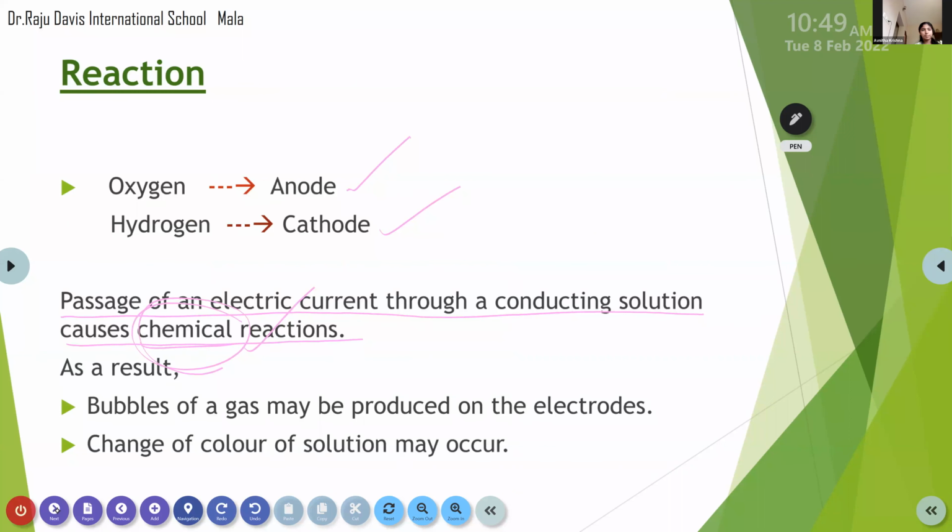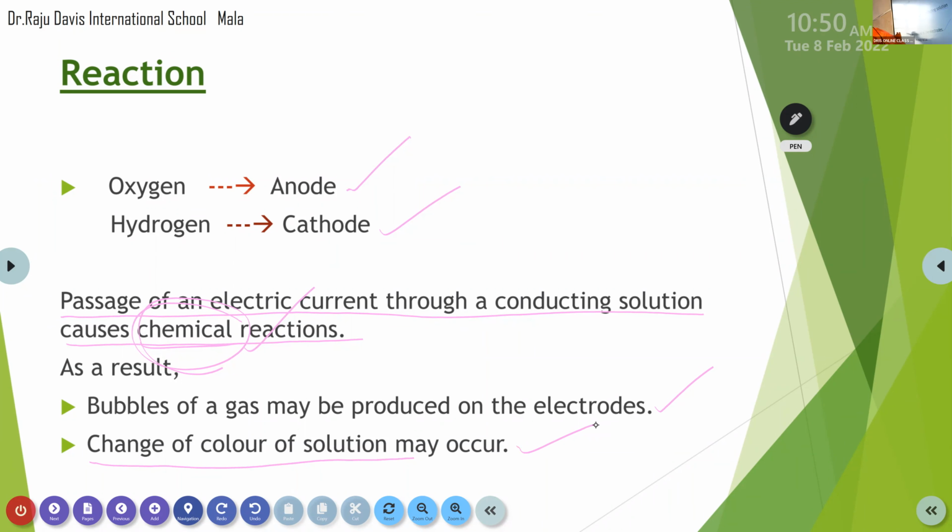Is it clear? Yes, ma'am. So what can we observe? Chemical reaction means bubbles of a gas may be produced on the electrode. In the case of water, when we pass electricity through it, which bubbles are produced at the electrode? Hydrogen bubbles and oxygen bubbles. Then in some cases a change of color of the solution may occur.